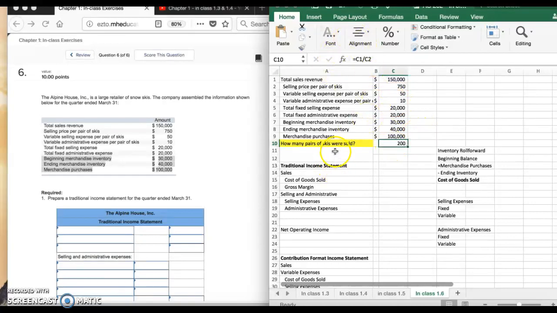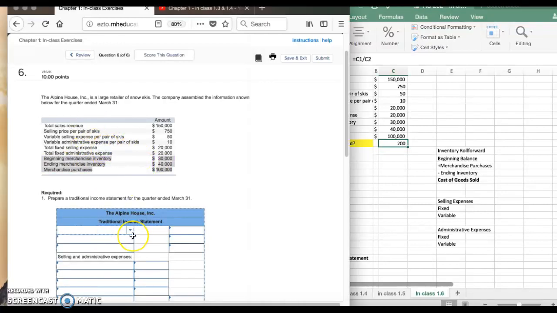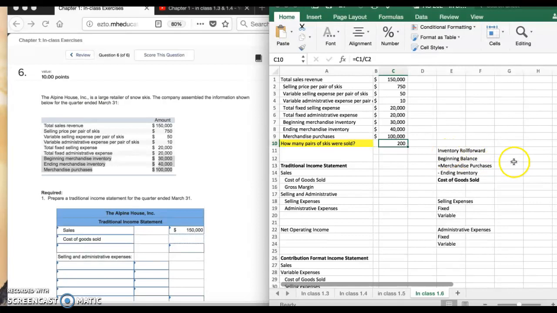So we sold 200 pairs of skis in this example. Okay, so we will start out with sales. We know it's $150,000 because that's given. Then what's the next thing we're going to have? We're going to have cost of goods sold. But this is where we need to do our inventory roll forward.